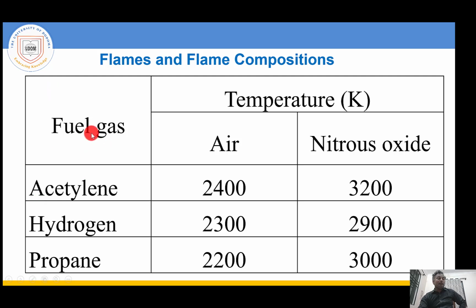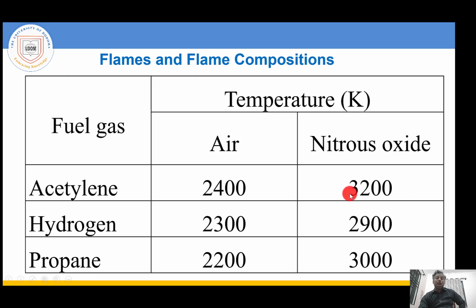For fuel gas, there are three options: acetylene, hydrogen, and propane. For oxidant gas, we have air and nitrous oxide. That means we have six combinations: acetylene-air, acetylene-nitrous oxide, hydrogen-air, hydrogen-nitrous oxide, propane-air, and propane-nitrous oxide. There are totally six combinations, 3 times 2, out of which acetylene and nitrous oxide has the very high temperature. You can see this is the maximum, the acetylene nitrous oxide combination.